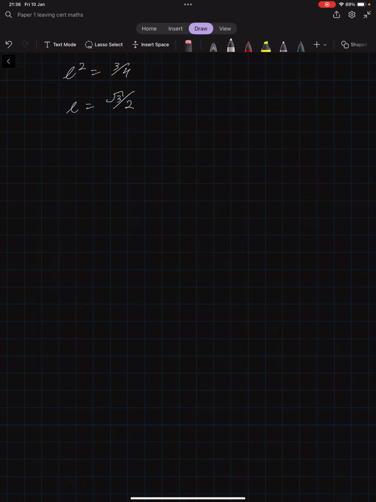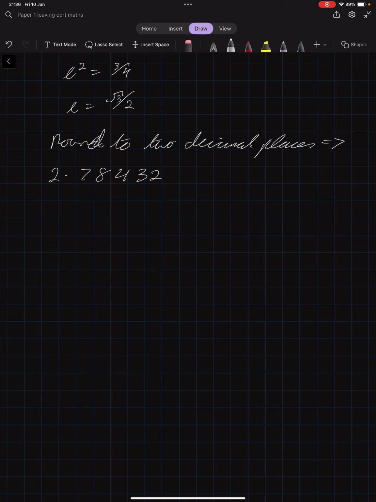So rounding, an awful lot you will get round to 2 decimal places. So what does this mean? This means if you have a number, whatever number of decimal places you want, so in this case it's 2.